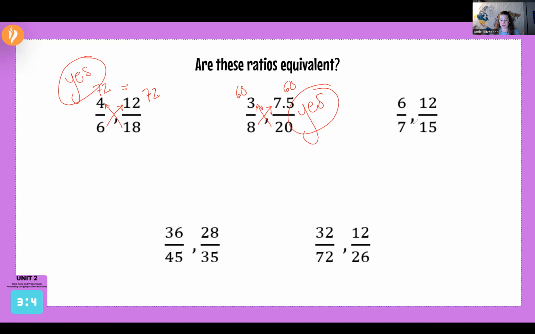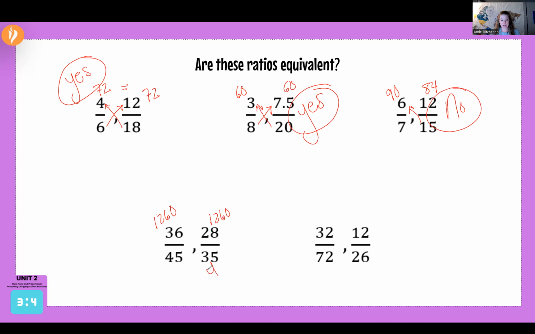All right, did you guys use cross products? So 15 times 6 is 90, and 12 times 7 is 84. So are these equivalent? No, they are not. What about the next one? You guys are probably faster than me. 35 times 36 is 1,260. And what about 28 times 45? Same thing. So are these equivalent?